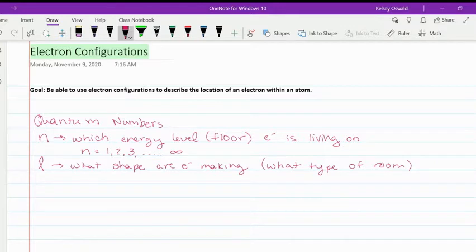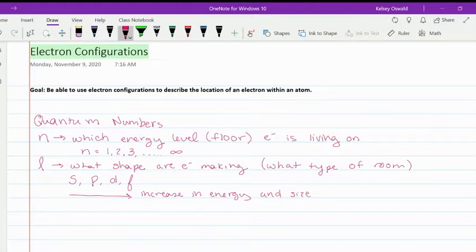So remember, our possible shapes we could be making are the sphere for S, the peanut for P, the D for daisy, and the F for flower. And remember, as we move down, we increase in energy and size. So S is going to be our lowest energy sublevel and our smallest sublevel, whereas F, our flower, is going to have the most energy and it's going to be our biggest.